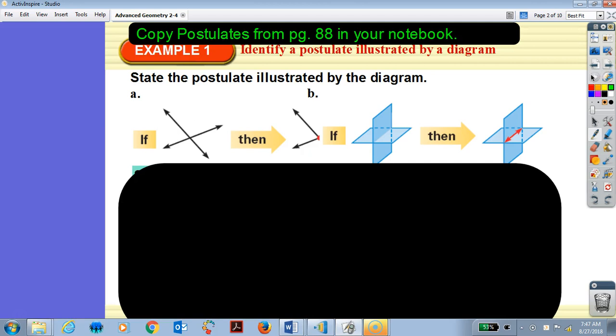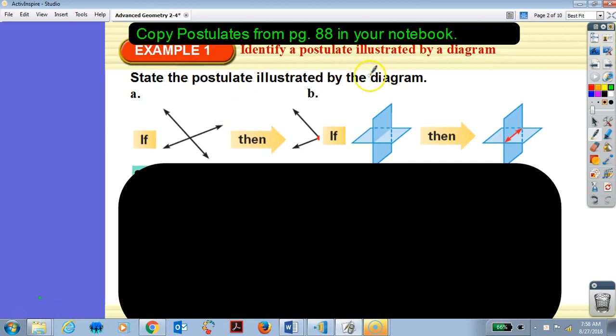So the first thing I need you guys to do is to copy the postulates from page 88 in your notebook. So turn to page 88 in your notebook and copy those postulates. I'm going to pause this video to give you guys a little bit of time to do that. Alright, so now that you copied the postulates from page 88 in your textbook into your notebook, let's go over some of these.